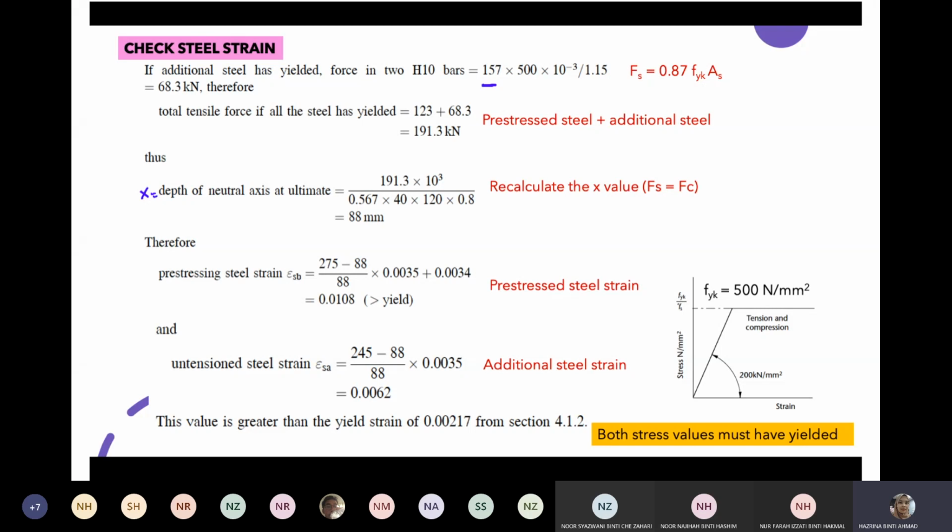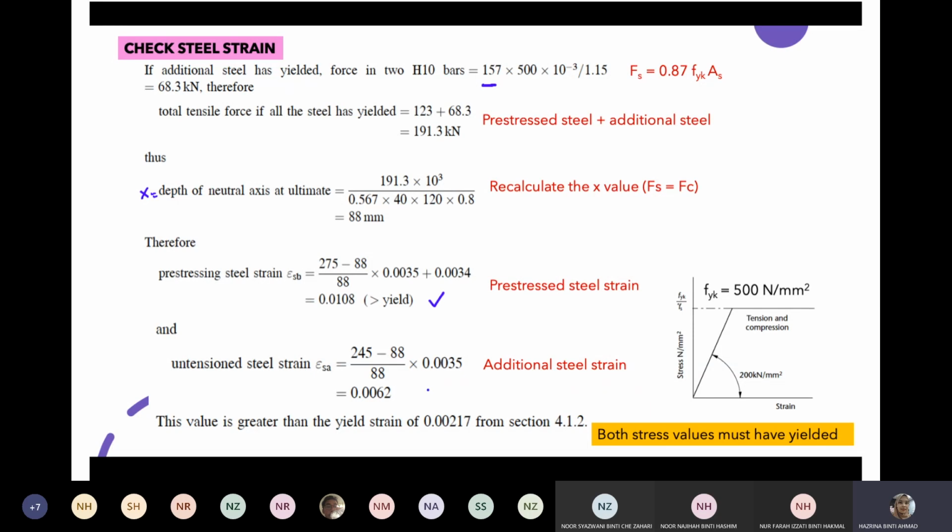So this is actually the requirement. When we do this checking of the steel strain, we must ensure that our reinforcement yielded. So this is the first one, which is for the pre-stressing steel strain. The pre-stressing steel is the steel that is sitting at the bottom of the beam.